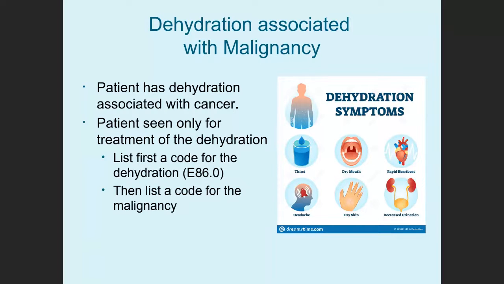Let's move on to dehydration as a complication of the cancer or treatment for the cancer. So a patient may have dehydration associated with the cancer, but it's only being seen for the dehydration. List first a code for the dehydration, that's the E86.0, then a code for the malignancy.